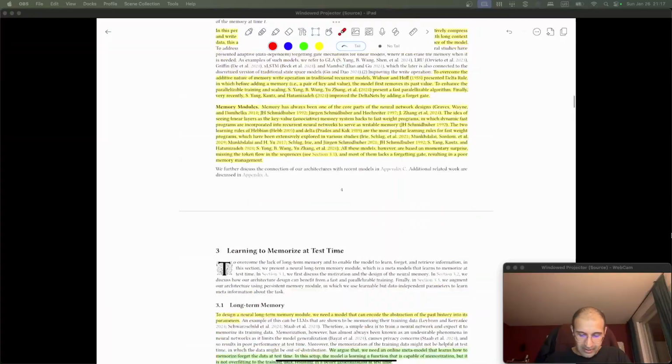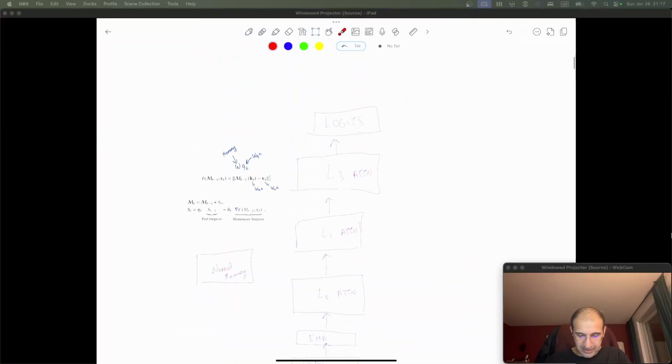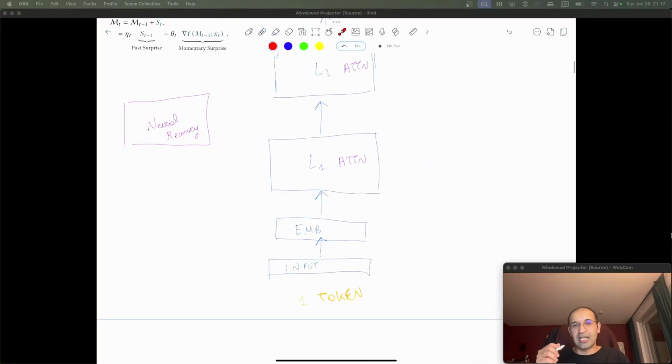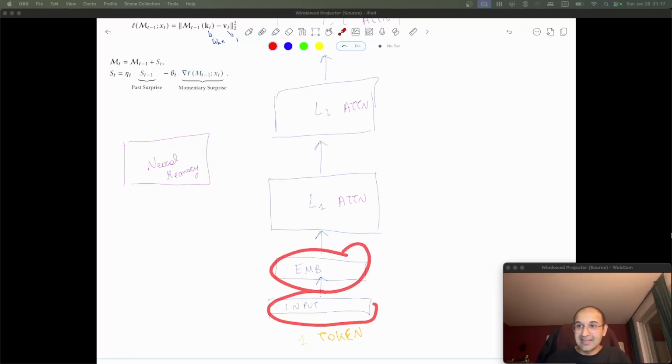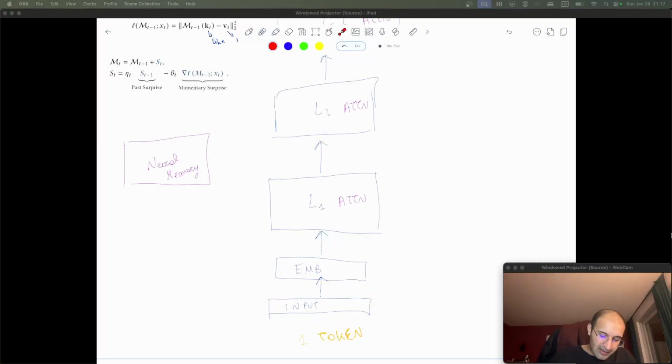Let's go to our architecture. In this case, imagine we have already fed 10 tokens to this memory, and now we are trying to predict the 11th token. What it would mean is that I would take this 11th token, convert it into embeddings, and retrieve whatever is inside the neural memory.